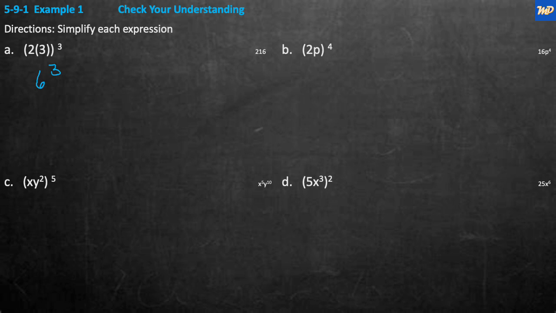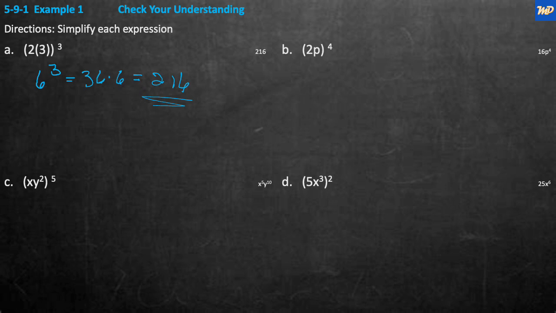Well, what is 6 cubed? 6 cubed is equal to 6 times 6, which is 36, times 6. And 36 times 6 is equal to 216. Okay, because 6 times 6 is 36, 6 times 30 is 180, and 30 is 210.